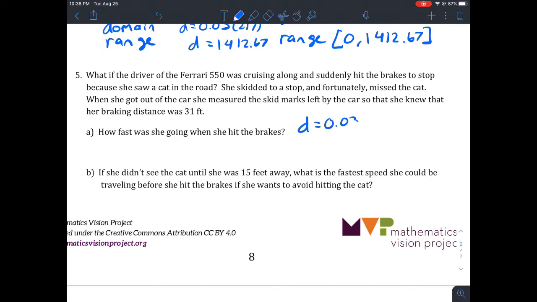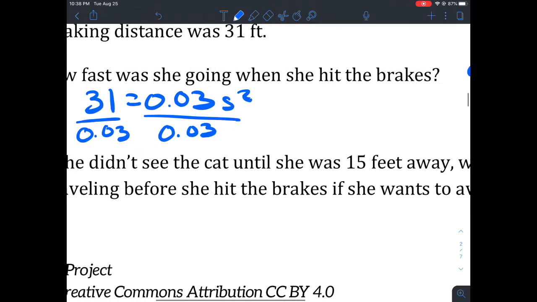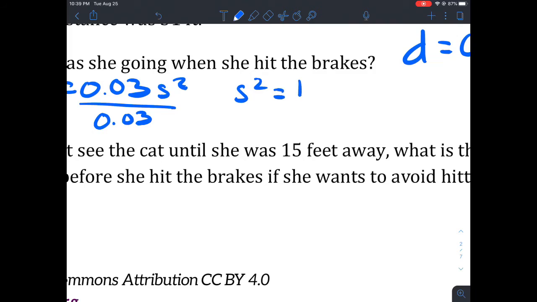So we know that distance equals 0.03 speed squared. And in this case, they gave us distance, so we need to solve for the speed. Our distance was 31. And so first thing we want to do is get that s squared by itself. So we're going to divide by 0.03. And when we do that, we get s squared is equal to 1,033.33. And then we're going to take the square root.